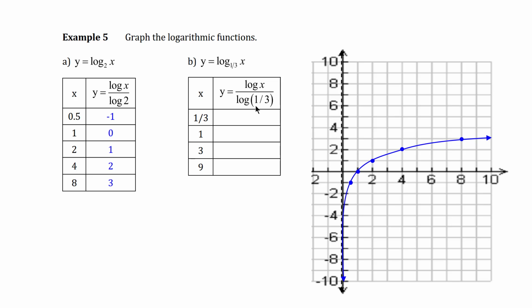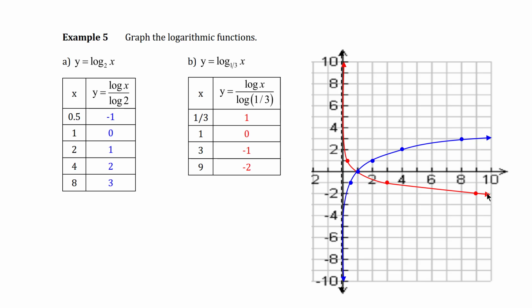When we plug in 1/3 in for x, we get 1. For 1, we get 0. For 3, we get -1. And for 9, we get -2. Next, we go ahead and plot each point. 1/3, 1 is here. 1, 0 is here. 3, -1 is here. And 9, -2 is here. Now we go ahead and draw a curve through our points. So here's the graph of y equals log base 1/3 of x in red.